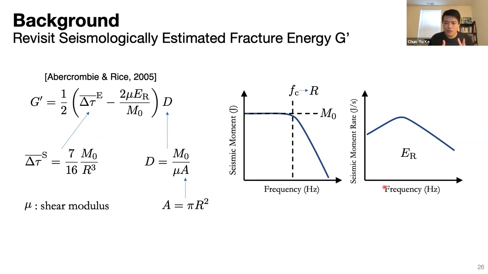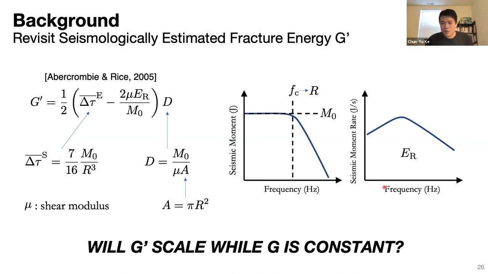The problem is, we also know that assumptions in seismological methods for all these components are not always satisfied. So we want to ask, will G prime scale even when G is constant? Note that we want to test the case that there is no secondary weakening. So even the breakdown work is constant in our simulations.